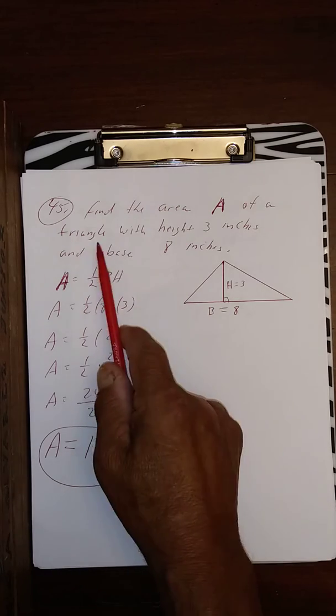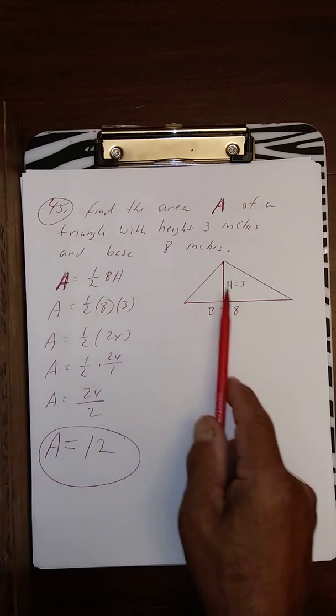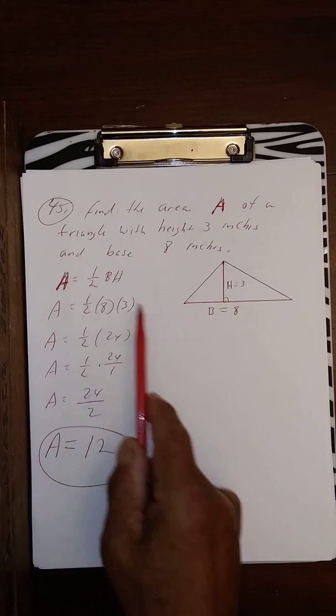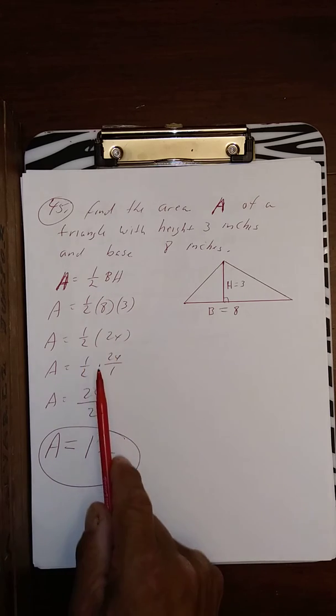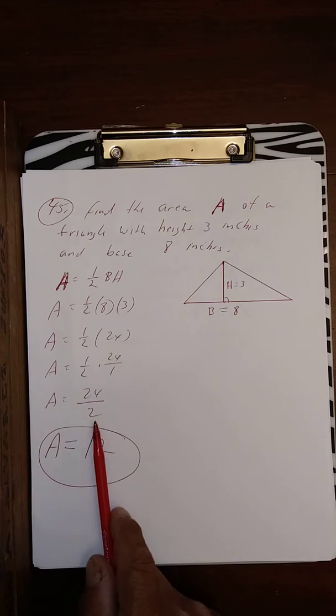Find the area A of a triangle with height and base. So A equals 1/2 base times height. The base is 8, height is 3. That's 24 times that. That's 24 divided by 2 is 12.